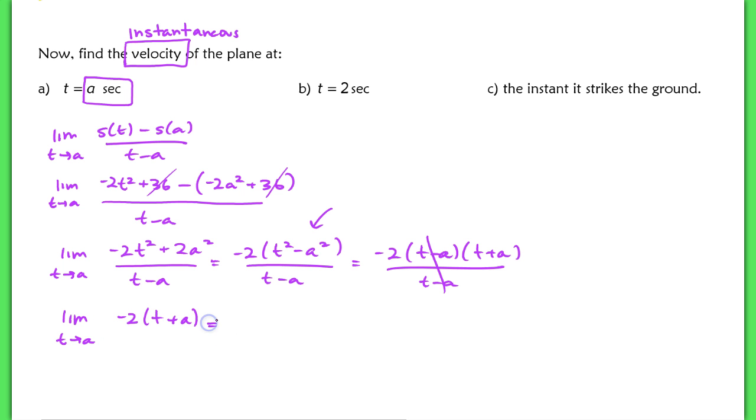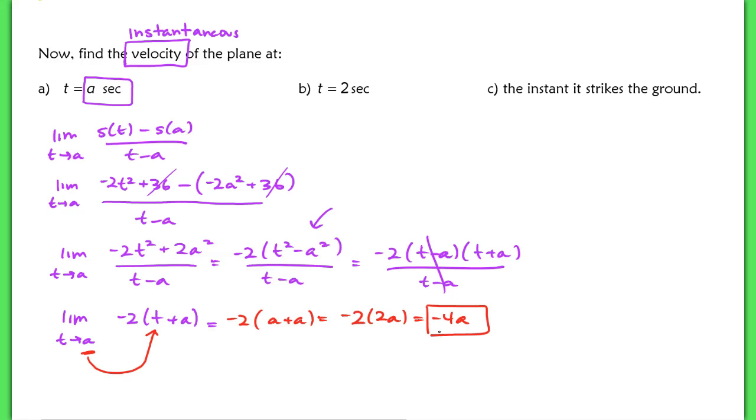Okay, and again, if we want to evaluate a limit, remember you just plug in this value here. So I'm going to plug that in for t here, and I end up with negative 2 times a plus a. This is negative 2 times 2a, or just negative 4a. So the instantaneous velocity of the plane at time equal to a seconds is going to be given by negative 4a. So this is for any arbitrary value of time.